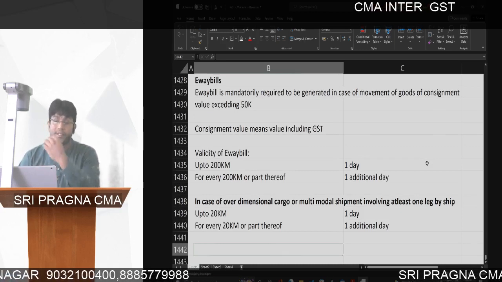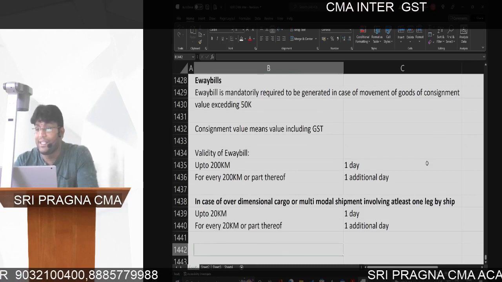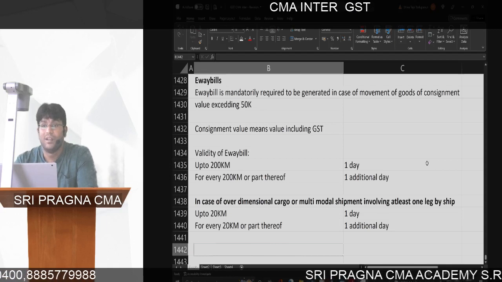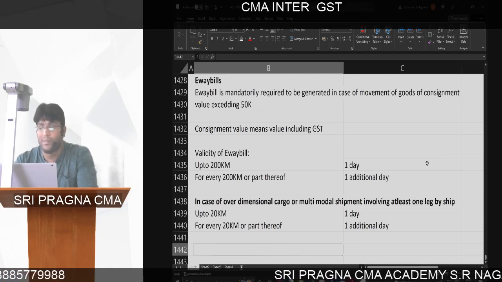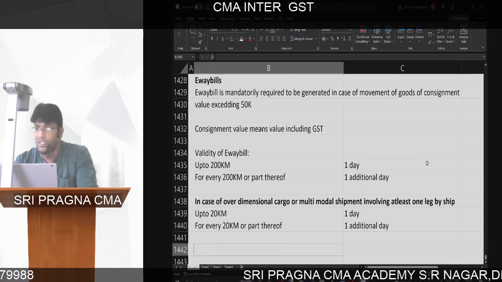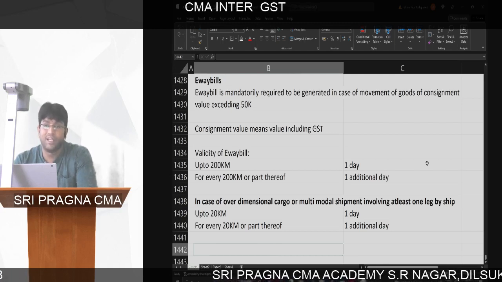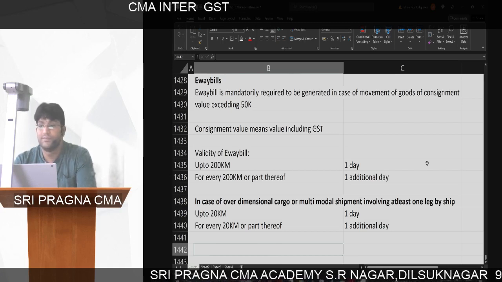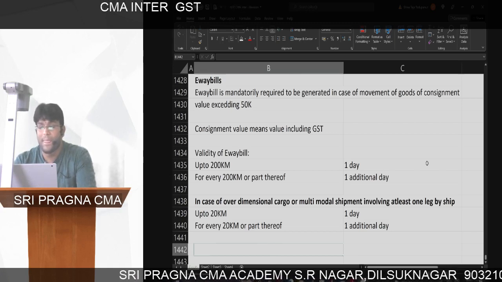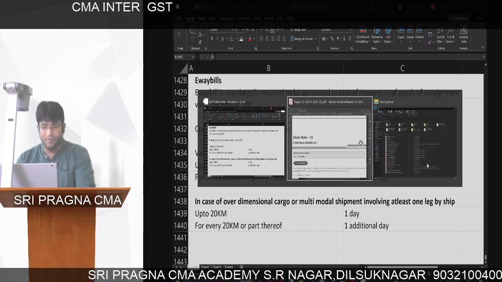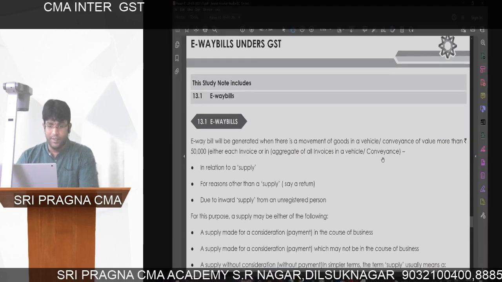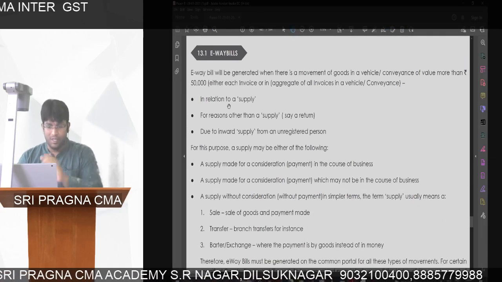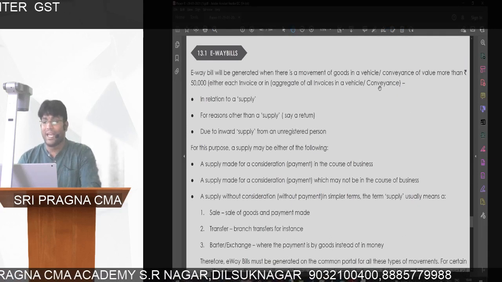And I already told you that there are two cases where e-way bill is mandatory to be generated even though the value does not exceed 50,000. Number one, principal to job worker. Number two, handicraft goods. In these two cases, e-way bill is required even though the consignment value does not exceed 50,000. Friends, correct? Now see here. E-way bill is mandatory only when the value is more than what? 50,000, in relation to supply or for reasons other than supply.